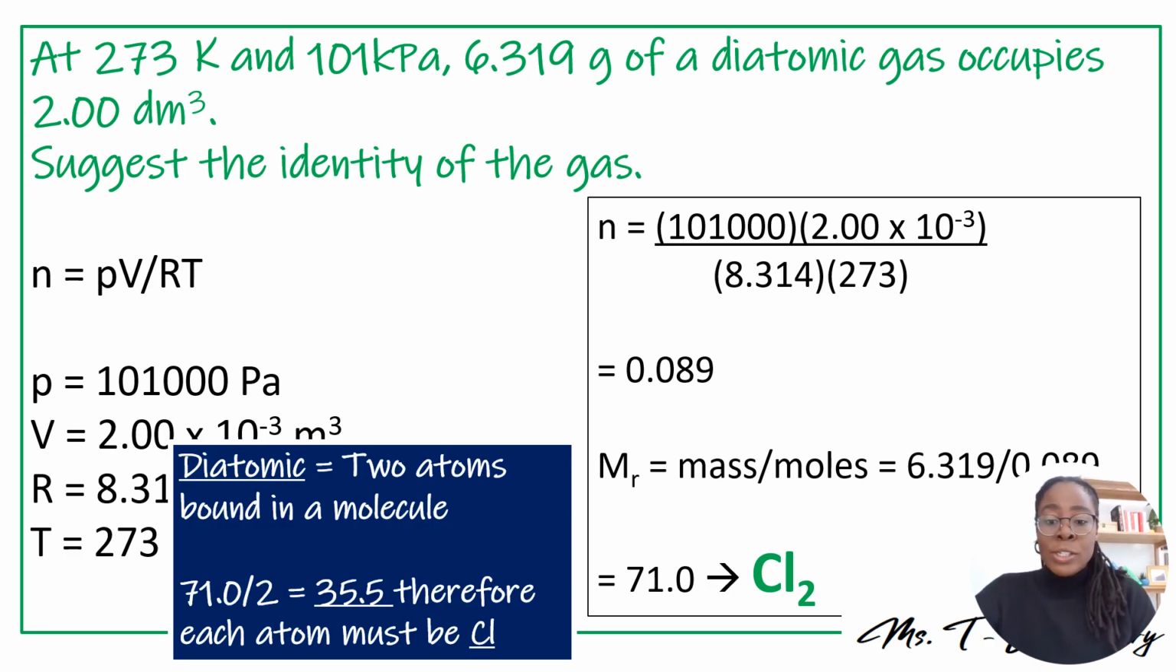In the question, they've told us that this is a diatomic gas, which means that there are two atoms bound within that molecule. So 71.0 over 2 is 35.5. So we must have two atoms of mass 35.5, which is chlorine. So our gas is Cl2, chlorine gas.